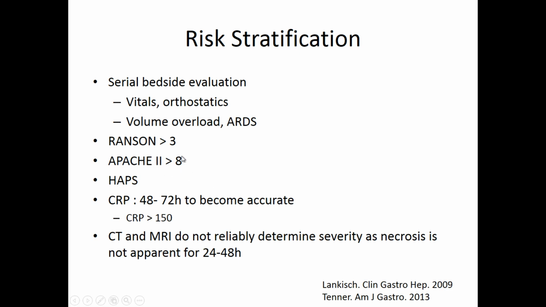You can also use the APACHE II score, and you are at a higher, more severe risk if the score is greater than 8. You can use the CRP, but again, this becomes more accurate at 48 to 72 hours, when the CRP is greater than 150. And remember that the initial CT scan or MRI is not as reliable to determine the severity, such as necrosis findings, in the first 1, 2, or even 3 days.